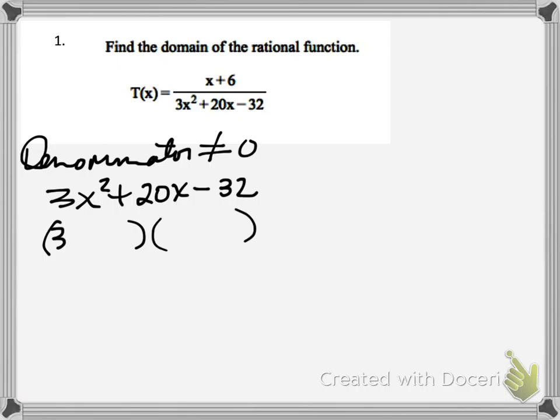We know that the first two terms, when we multiply them together, have to give us 3x squared. So I'm going to put 3x and x for those first two terms. We know that the last terms, when we multiply those together, have to give us negative 32. And there's all kinds of possibilities. For this one, 8 times 4 is going to give us 32. I'm going to put a minus in front of the 4, a plus in front of the 8.